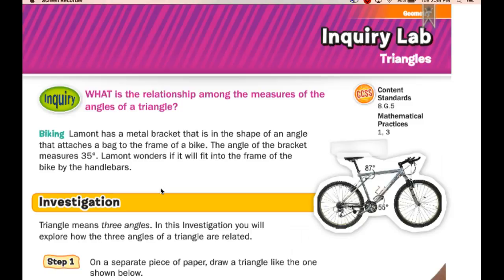So first of all, the question we're looking at: what is the relationship among the measures of the angles of a triangle? In other words, tri means three, so there's three angles. What is the relationship amongst the measures of those three angles?